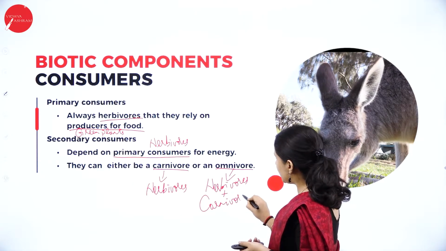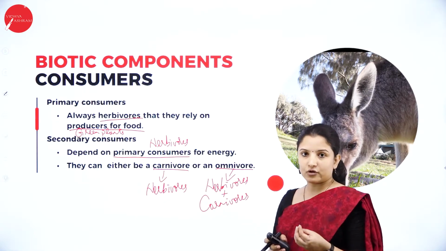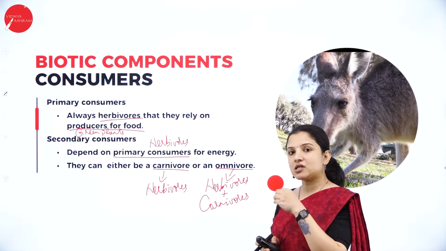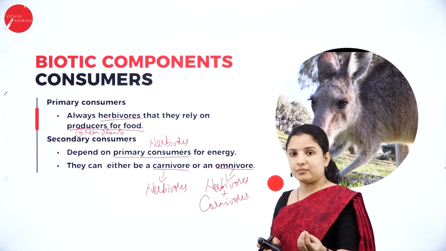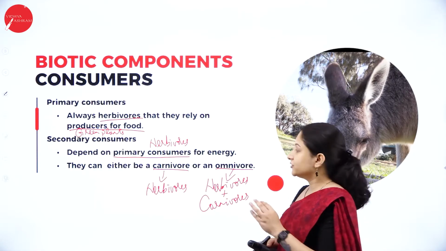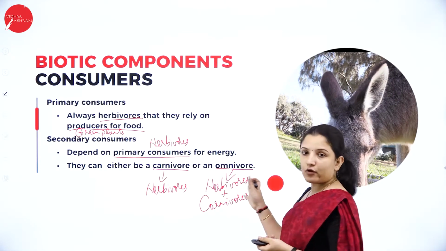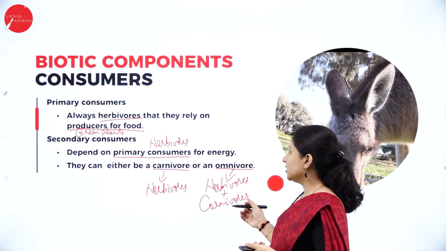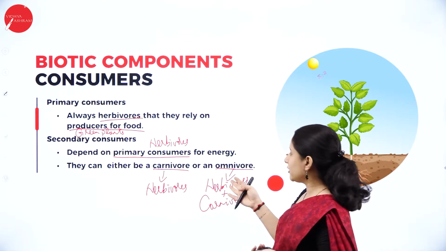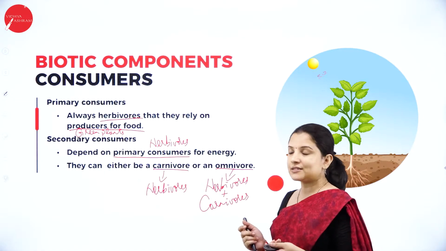So, we human beings, we are omnivorous. Lions also are omnivorous, because a lion will eat a herbivorous animal as well as feed on a carnivorous animal, right? So that is why the lion is an omnivorous animal, one of the examples. So this is how the secondary consumers can be either a carnivorous animal or an omnivorous animal.